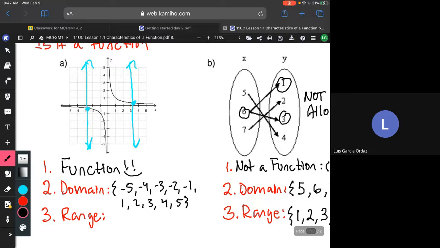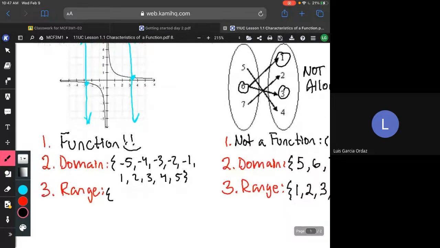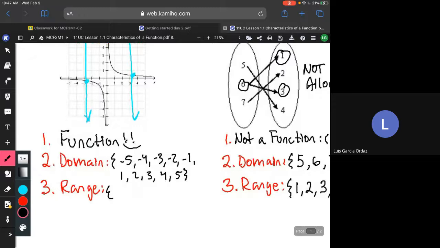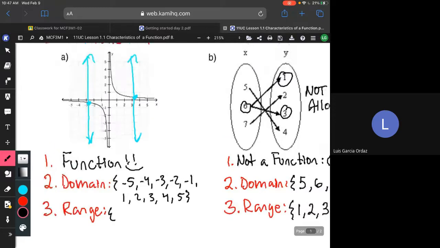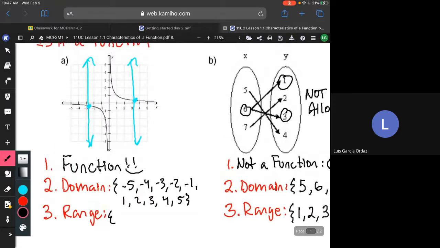What is my range then? What are the y values that this thing goes through? Cynthia. -2, -3, -4, -5. Okay, what else? 2, 3, 4, 5. Yep. So basically the same thing as my domain.